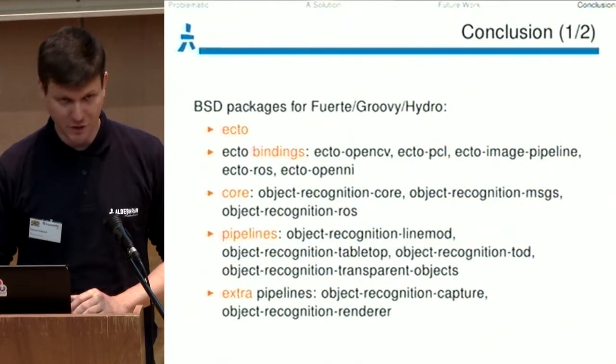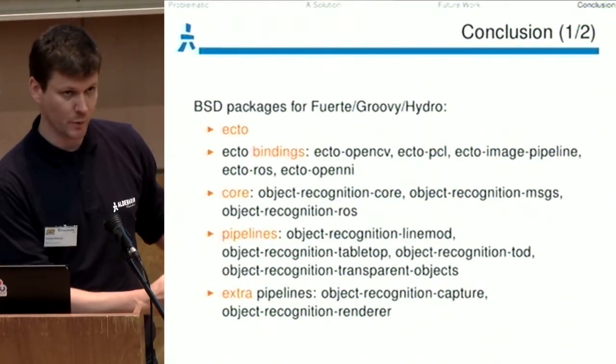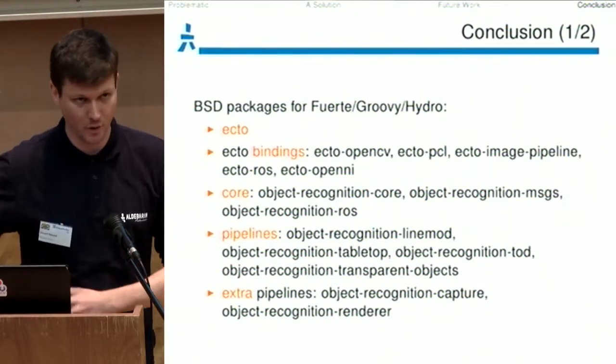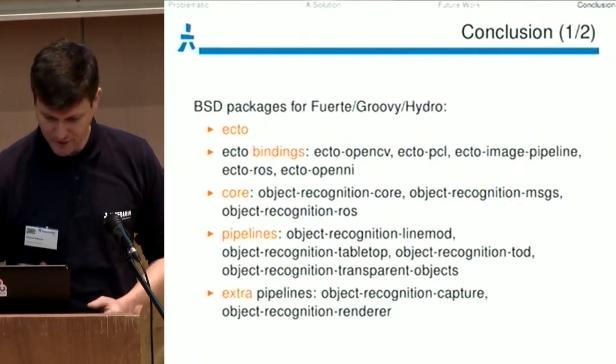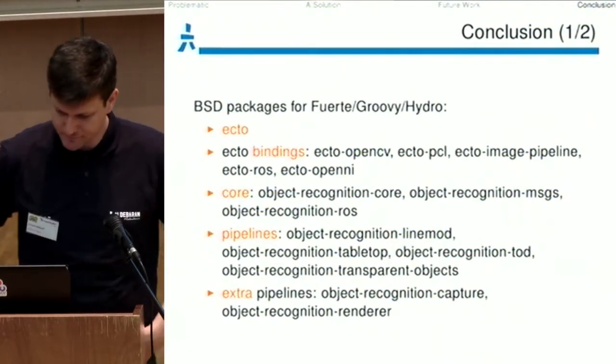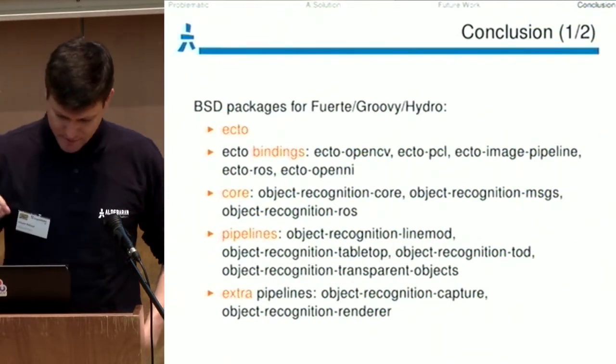For the core of object recognition, you really have the core that has nothing to do with ROS, and then the messages, and the ROS with all the plugins and actual NIP servers. And the 4 pipelines I mentioned, and a few extra pipelines there. So yeah, that's basically it.